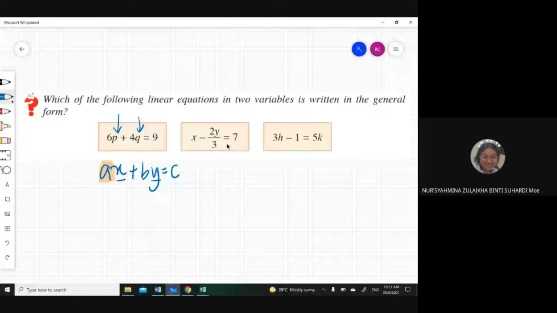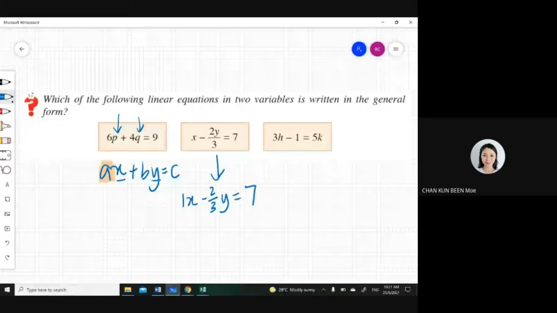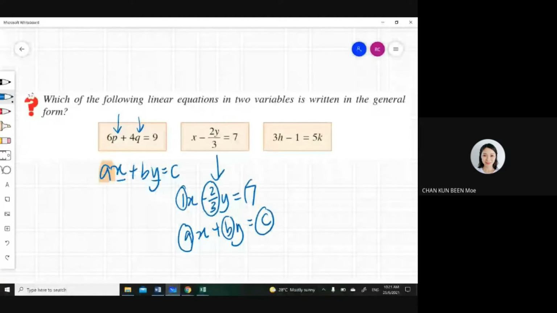Yes. It is ax plus by equal to c. It is 1x minus 2 over 3y equal to 7. So the 1 here represents a. The plus by, it can be negative, okay? Because this is plus a negative 2 over 3y. So the b is negative 2 over 3 itself, equal to 7. Okay, can you compare it? Ax plus by equal to c. So you see, the a is 1, the b is negative 2 over 3, the c is 7. Okay, so it is in the general form.